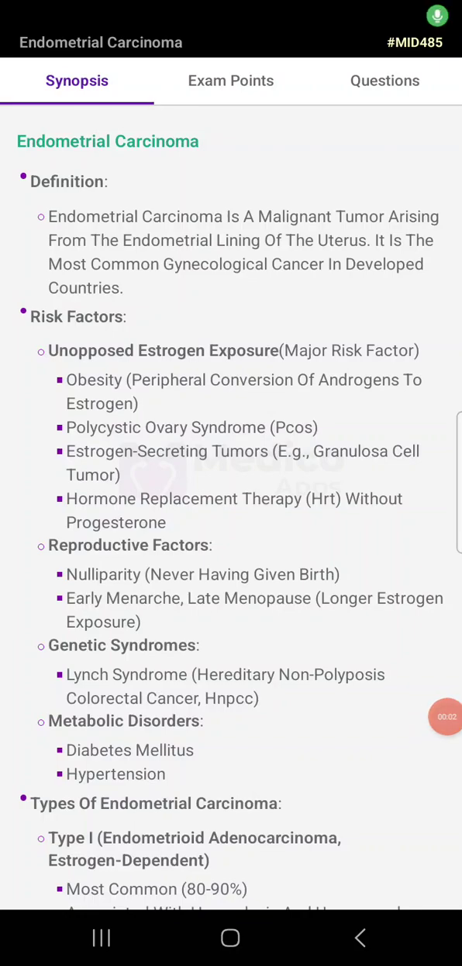Endometrial carcinoma. This is a malignant tumor arising from the endometrial lining of the uterus. It is the most common gynecological cancer in the developed countries. Unopposed estrogen exposure is the major risk factor.